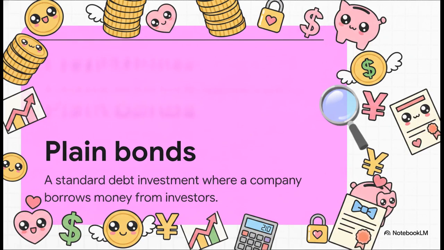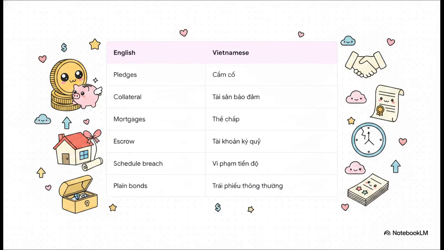Plain bonds. Plain bonds represent a really simple, standard debt investment. It's a straightforward way for a company to borrow money directly from investors with a promise to pay it back with interest. And this brilliantly illustrates our final set of terms for today.